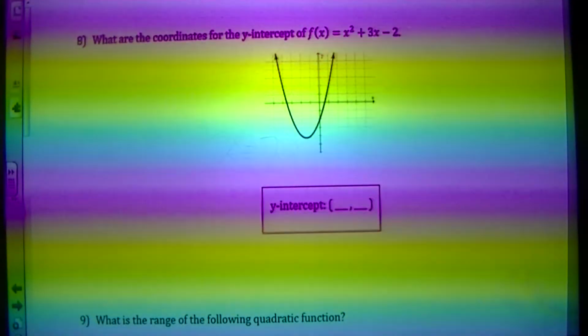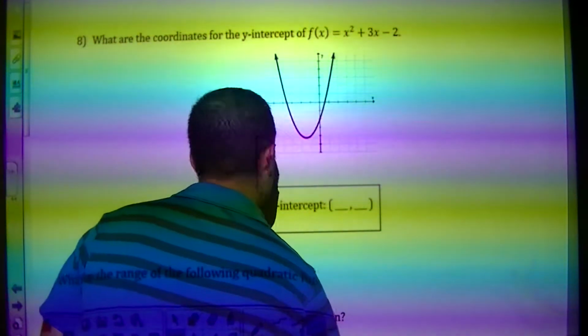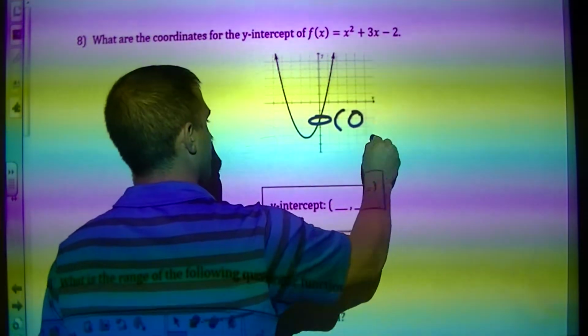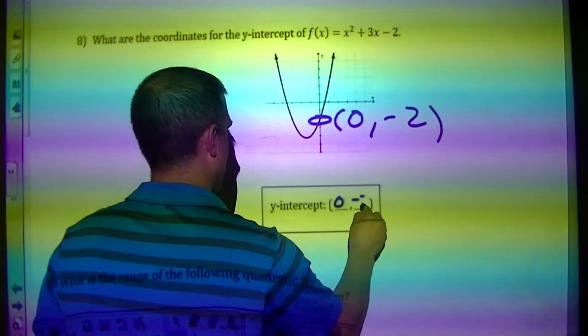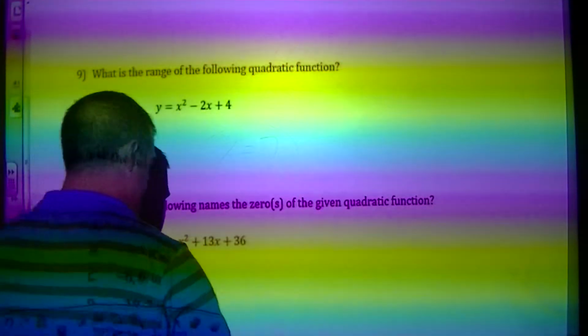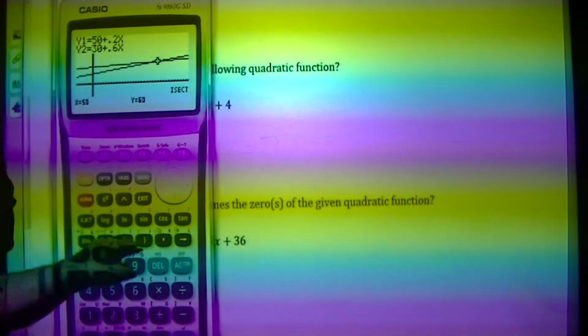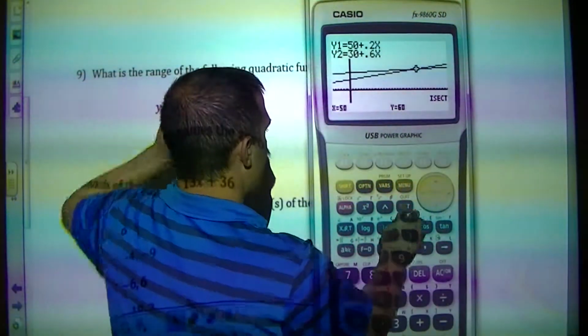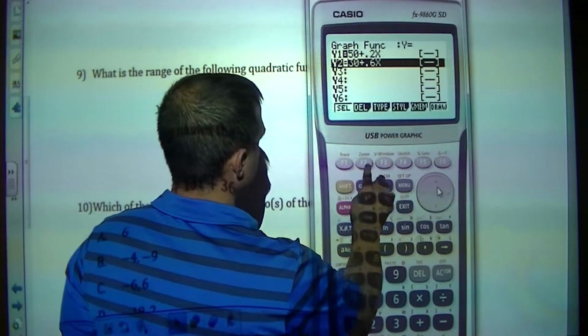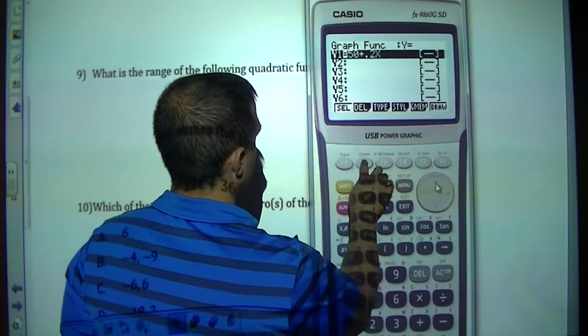What are the coordinates of the y-intercept? The y-intercept is going to be located right here, which is going to be 0, -2, so (0, -2). What is the range of the quadratic? When I graph that, I need a graph in order to tell. I'm going to delete this. I'm going to delete this.